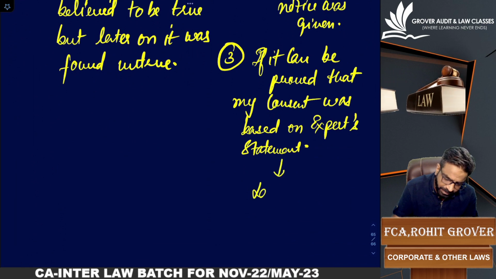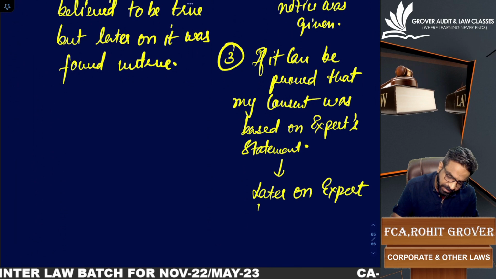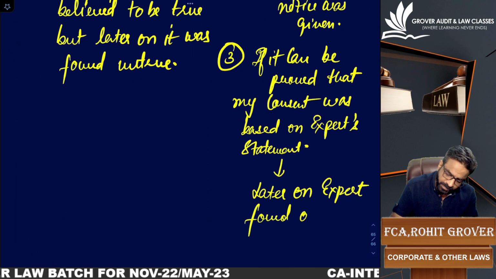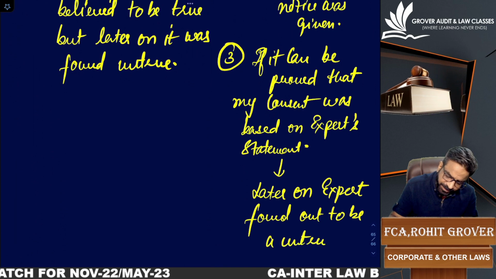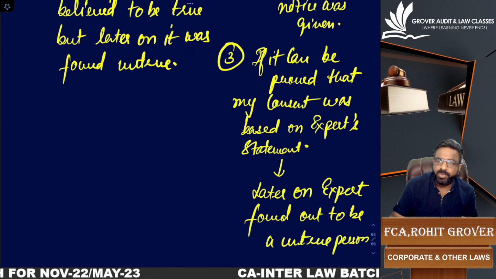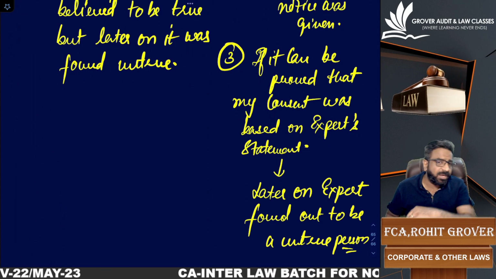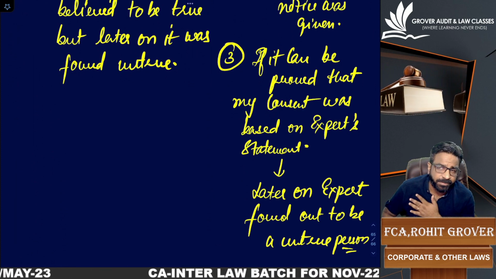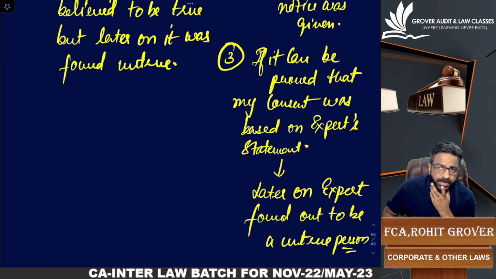Later on, the expert was found out to be an untrue person. So tell me, I believed upon an expert, and the expert was the untrue person. Now tell me, is it my fault or is it not my fault? It is not your fault.